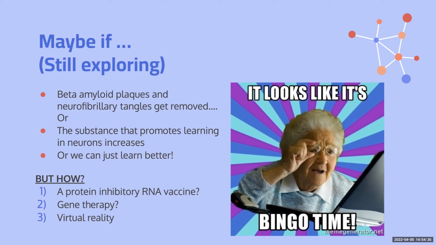For example, we can have a protein inhibitory RNA vaccine that can be the answer to all of our needs. Or from another approach, if the amount of growth factors that are responsible for already existing neurons increases, or if we can somehow inject such factors into some brain regions, the problem is once again considered to be solved. Or from another approach, if we learn better with the help of, for example, virtual reality, the problem is once again considered to be solved.